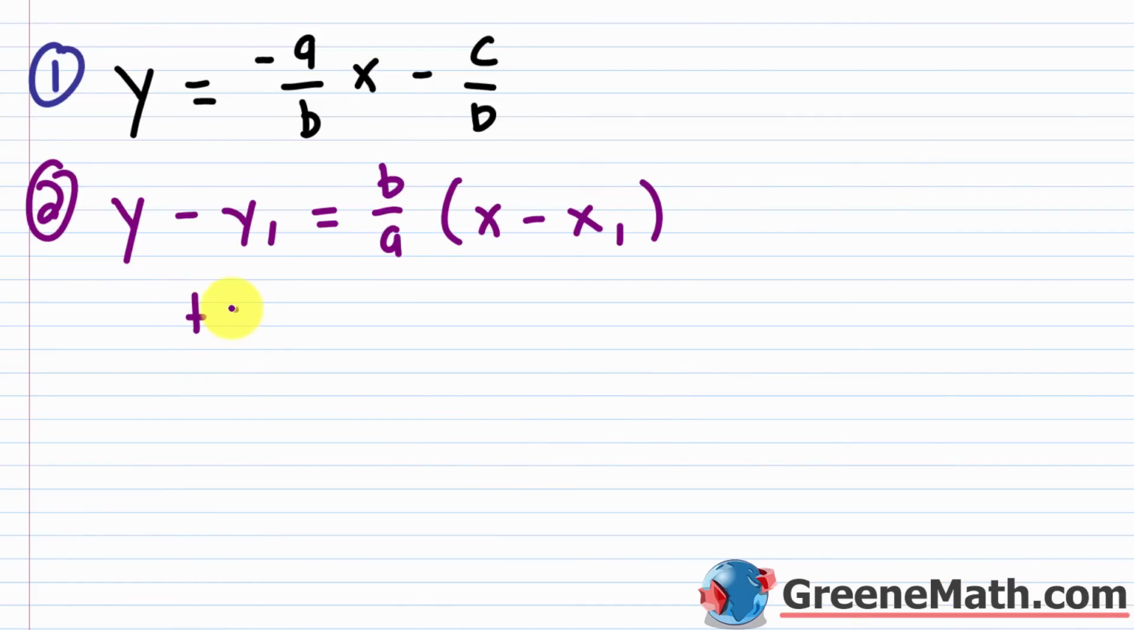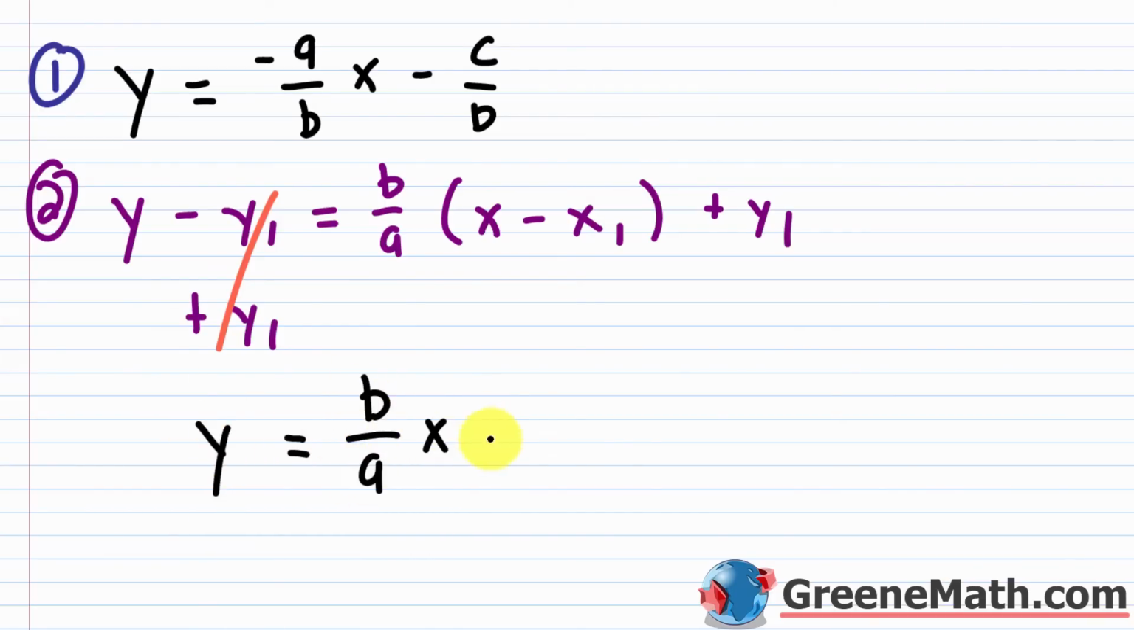So you could add y sub 1 to both sides of the equation. So this right here is going to cancel away. And what you're going to have is y is equal to b over a times x and then minus b over a times x sub 1. So I'm just distributing this into each guy. And then plus y sub 1.